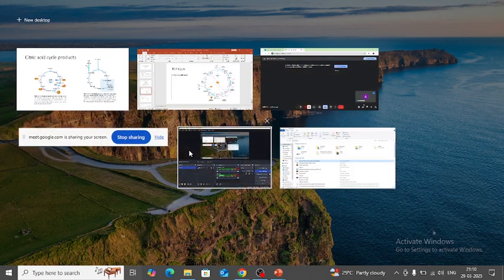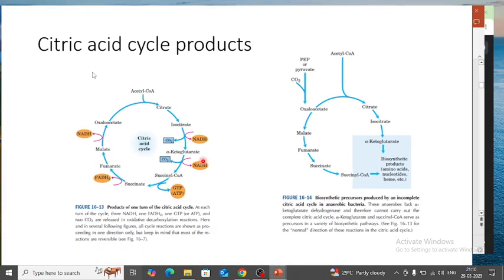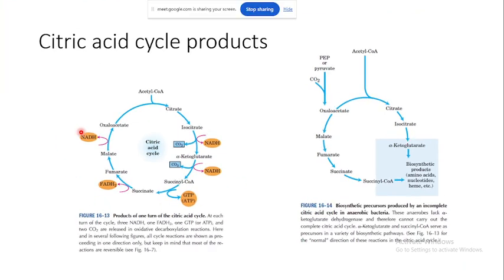So 2 molecules of CO2, 3 molecules of NADH, 1 molecule of FADH2, and 1 molecule of GTP, right? This GTP is from substrate level phosphorylation, right? And this NADH and FADH2 can release their electrons into the electron transfer chain, right?